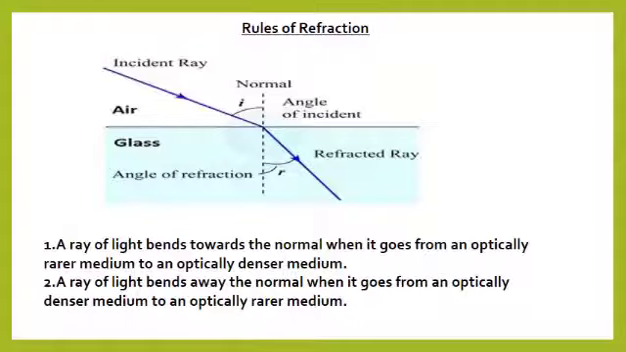And the second rule is, a ray of light bends away from the normal when it goes from an optically denser medium to an optically rarer medium. It means when a ray of light passes from a medium in which the speed of light is less to the medium where the speed of light is more, then it will move away from the normal. In this case, the angle of incidence will be less than the angle of refraction.